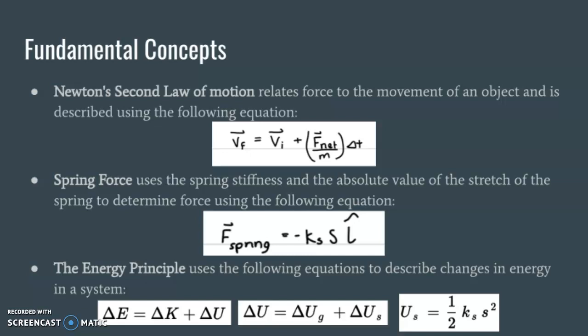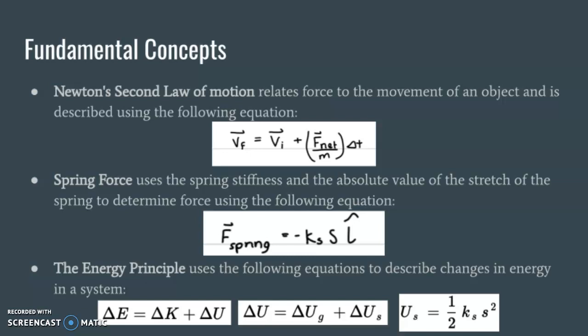First, Newton's second law of motion is used throughout this lab. Newton's second law of motion is described using the following equation. Velocity final equals velocity initial plus net force divided by mass times delta t. Next, the spring force was important. The spring force uses the spring stiffness and the absolute value of the stretch of the spring to determine force.